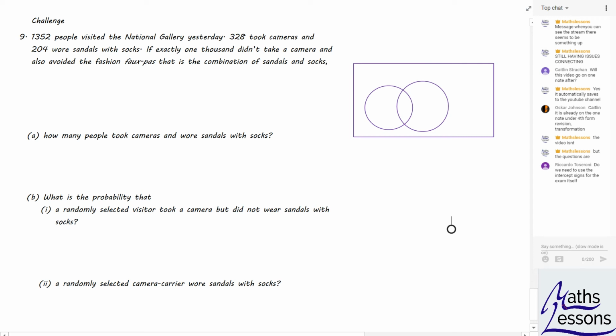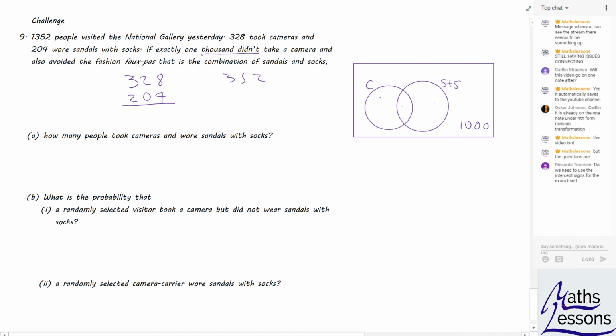Right, so we know that the easiest thing to put in is the 1,000 people here who didn't take a camera. So this is our camera, and these are the socks with sandals group. So there was 1,000 straight away we know that didn't take a camera, and also avoided the fashion faux pas, a combination of sandals with socks. Now we've got 328 took a camera and 204 wore sandals with socks. Now we can see that there's only 352 that can fit into the camera and socks circles, so there must be some overlap.